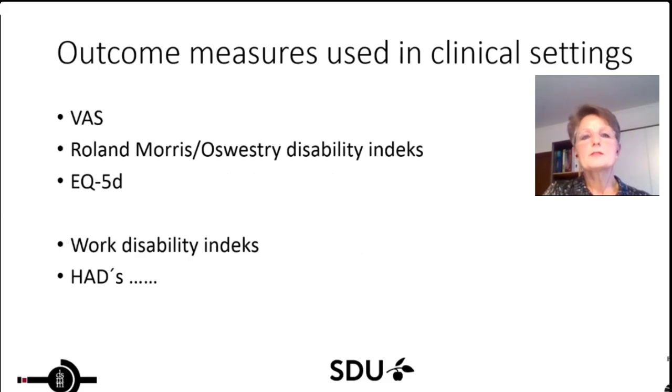Looking at the papers describing effect of manual work or musculoskeletal treatment, usually we look at VAS, defining differences in pain scores before and after treatment. And in other studies, we look into more activity-based measures such as Roland Morris or Oswestry Disability Index, or we even use quality measures such as EQ-5D. In other studies, we look into Work Disability Index and more psychological indexes such as HADS.